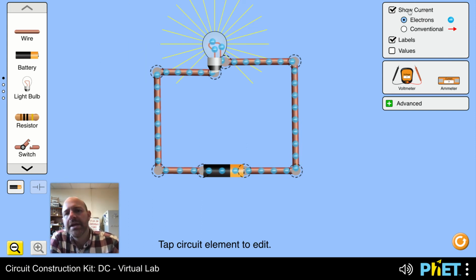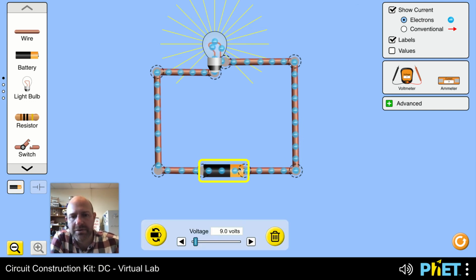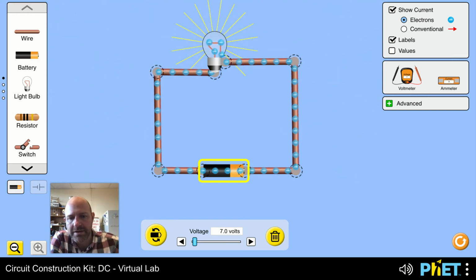Now this leads us to talking about the current flow. This is showing what the electrons are doing. Notice they're going into the positive terminal of the battery and out of the negative terminal of the battery. You've also noticed that as I click on the battery, there's an ability to switch the direction of the battery if I want, or change the voltage of the battery. You can either use the slider there, or you can click on these to go by 1/10 of a volt. I think it was at 9 to begin with.